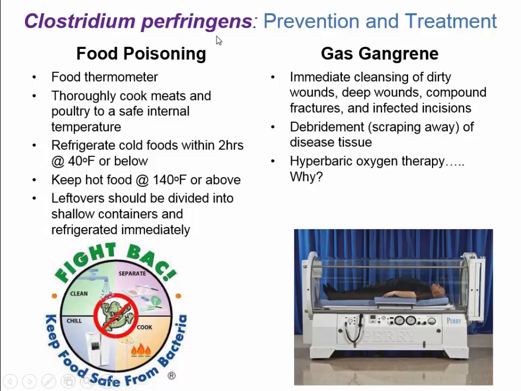And so when we think about prevention and treatment of Clostridium perfringens, it is essentially maintaining the food if it's a food poisoning sort of issue. We want to make sure that those foods are kept cold or refrigerated within 2 hours of exposure to heat. Hot food needs to remain hot, at a temperature above 140, so pretty hot.